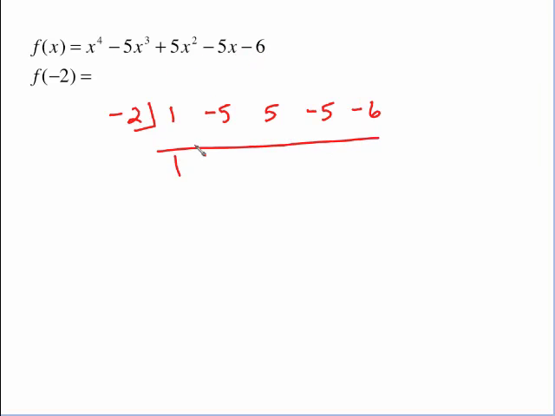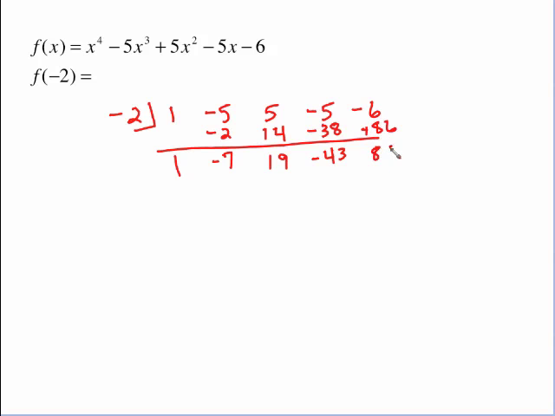So let's multiply. Negative 2 times 1 is negative 2. Add gives us negative 7. Negative 2 times negative 7 is 14. Add gives us 19. Negative 2 times 19 is negative 38. Add those together, we get negative 43. Negative 2 times negative 43 is a positive 86.